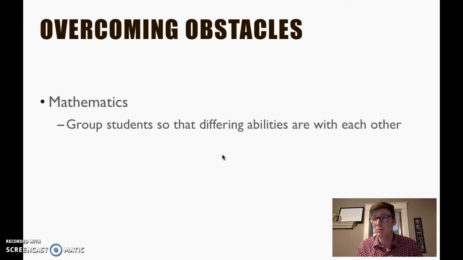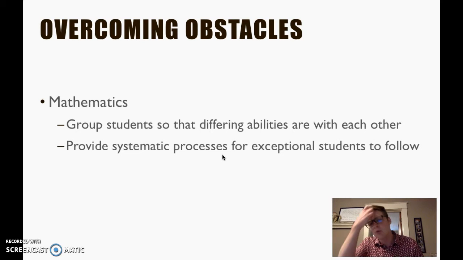Those are things that we want students to not only know material, but to be able to communicate the material and be able to do the material with each other, to overcome obstacles with each other. That's what the workplace looks like. So great strategy for incorporating exceptional students that are struggling with math into the classroom with each other. And also provide systematic processes.